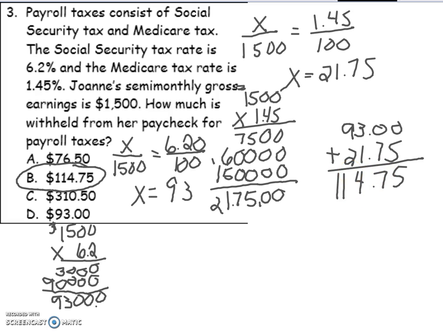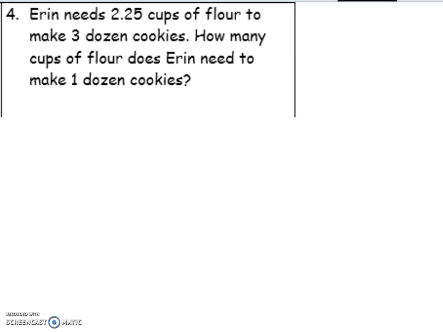Okay, question number 4. Aaron needs 2.25 cups of flour to make 3 dozen cookies. How many cups of flour does Aaron need to make 1 dozen cookies?